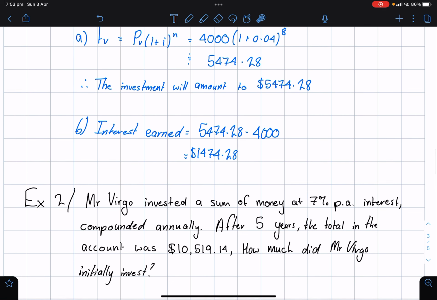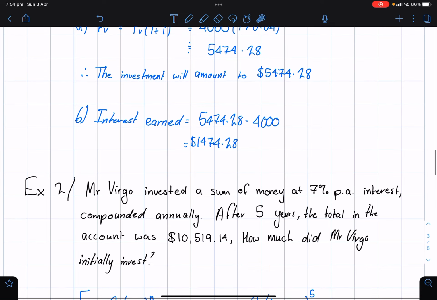So Mr. Virgo, myself, I invested a sum of money at 7% per annum interest, and that was compounded annually. After 5 years, the total in my account was $10,519.14. How much did I initially invest?